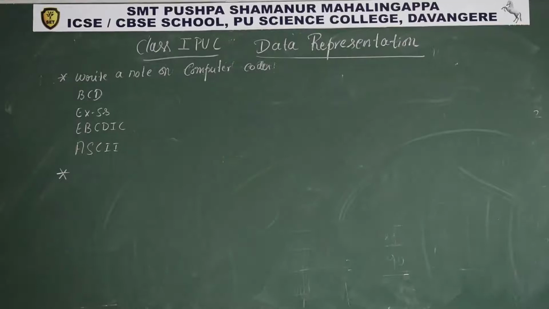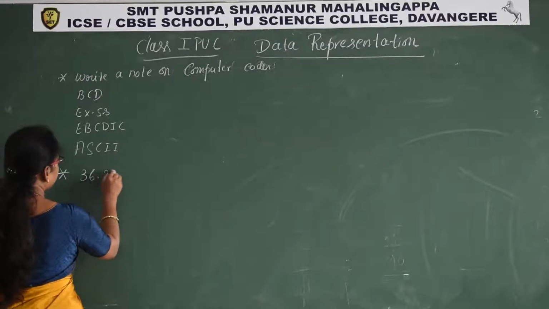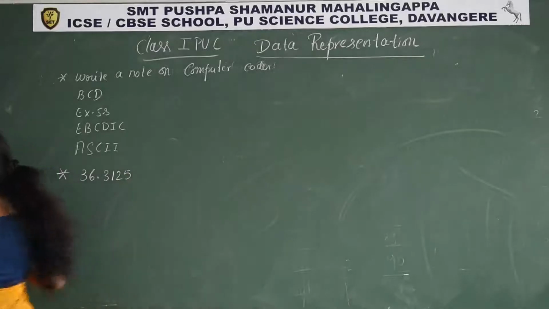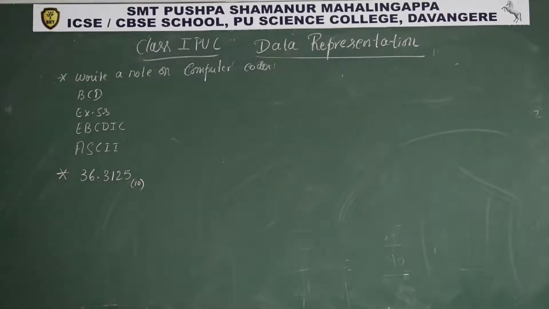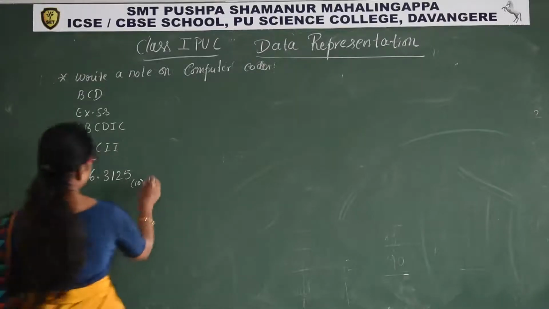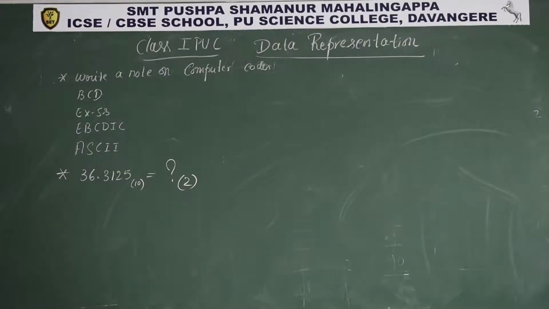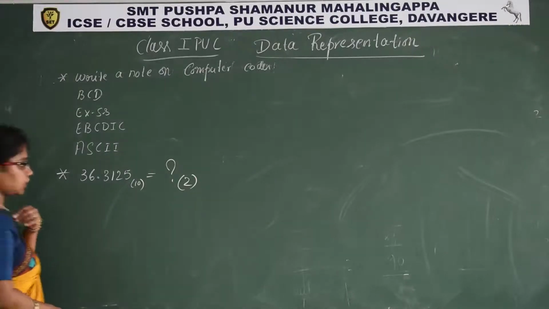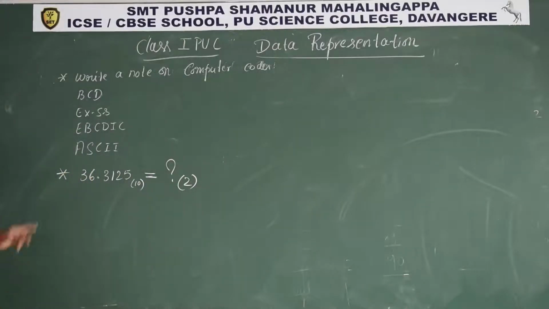Next, convert 36.3125 base 10 is equal to, the question will be like this: convert 36.3125 base 10 is equal to question mark base 2. Means you have to convert into binary format.